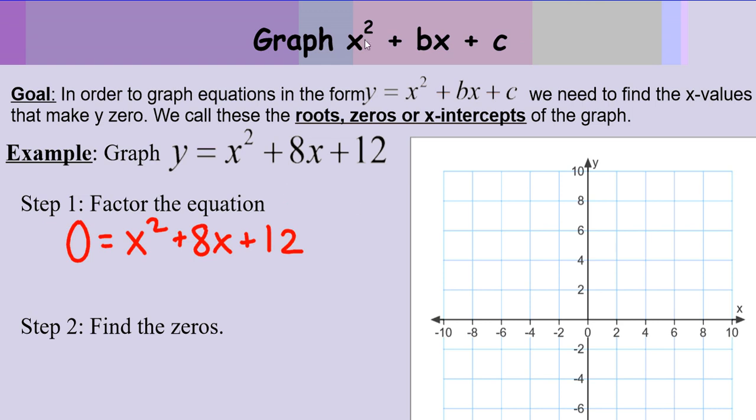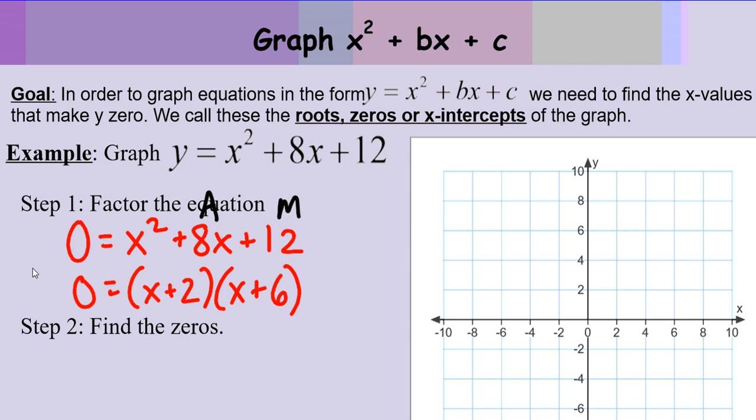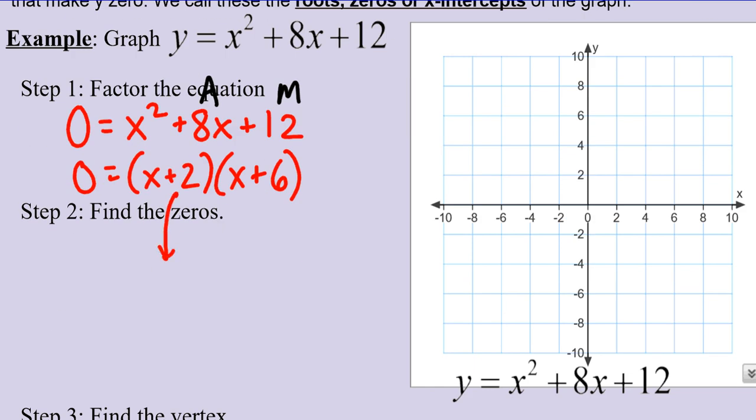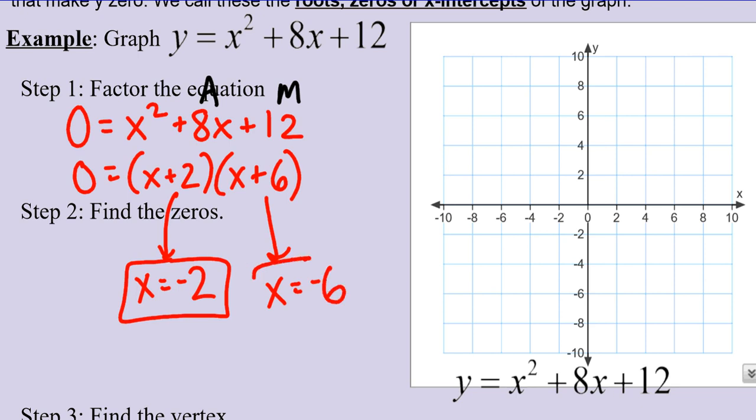I need two numbers that are going to multiply to make 12 and add up to be 8. Those two numbers are going to be 2 and 6. Now it's factored. The zeros are going to be negative 2 and negative 6. Those are the zeros, the roots, the x-intercepts, whatever you would like to call them. They all imply the same thing, essentially.